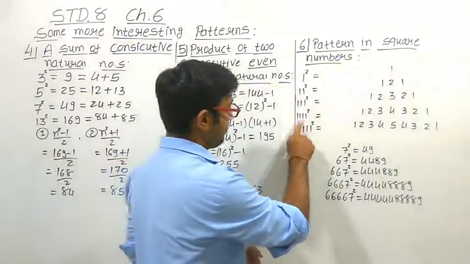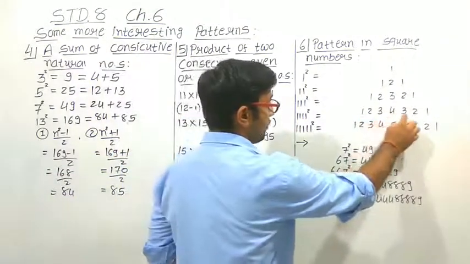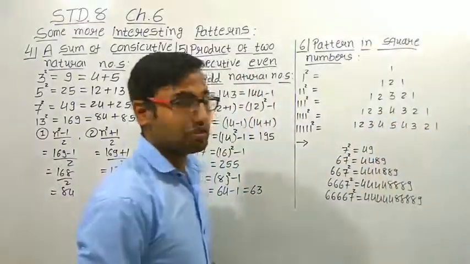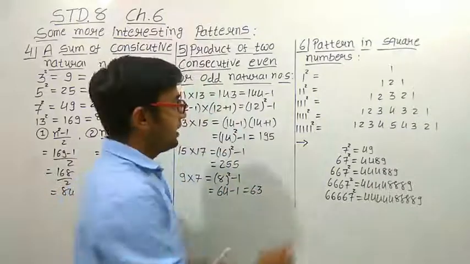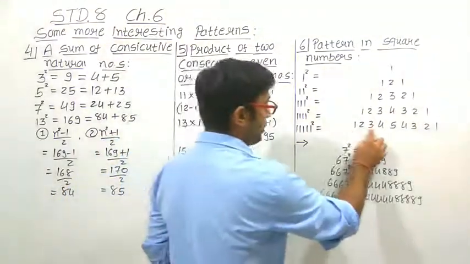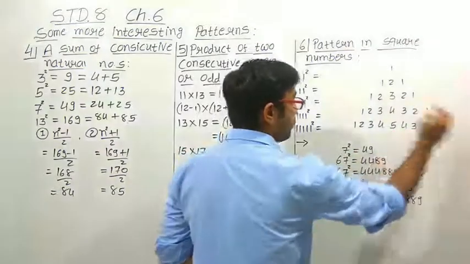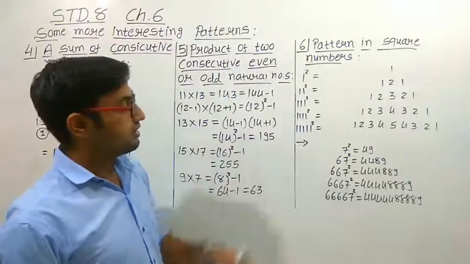See, 1111 square, what we get here is 1 2 3 4 3 2 1. So on both sides of this middle number, the numbers are decreasing. In the same way, 11111 square is equal to 1 2 3 4 5 4 3 2 1. Okay, now see another pattern.